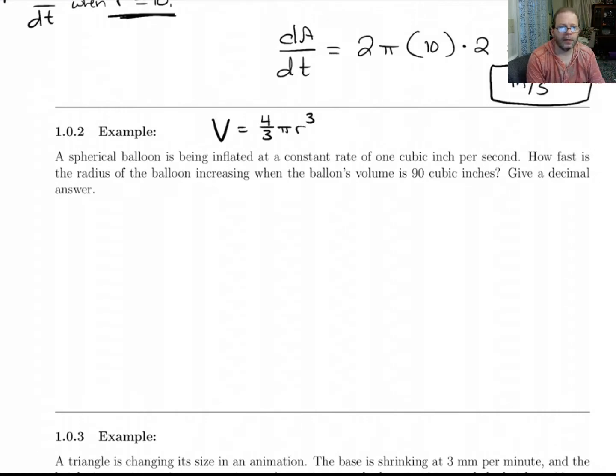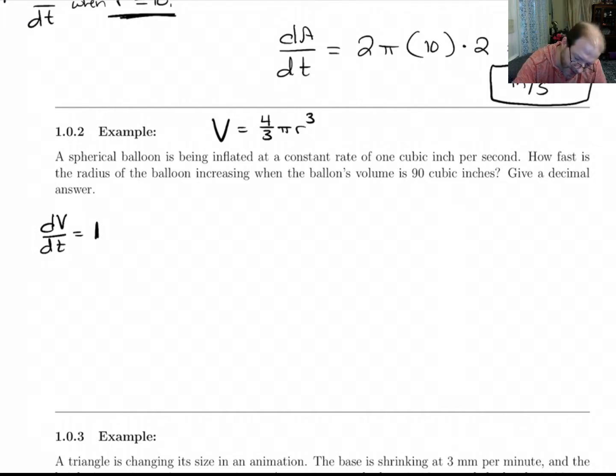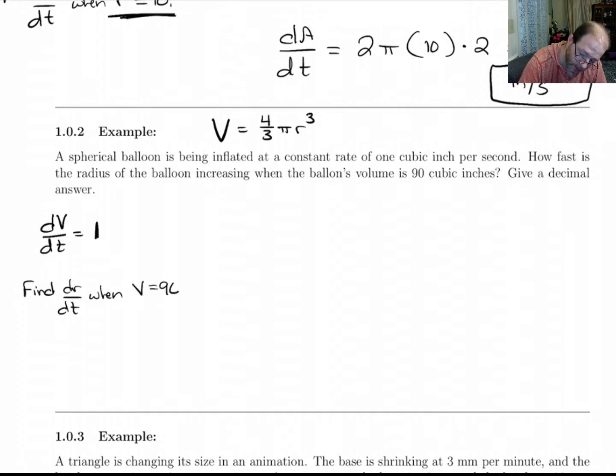So let's look at what they're giving us. They say that it's being inflated at a constant rate of 1 cubic inch per second. So that tells us dV/dt, because that's telling us how fast the volume is changing, is 1 cubic inch per second. And they're asking us how fast the radius is increasing. So they're asking us to find dr/dt when the volume is 90. And give a decimal answer.